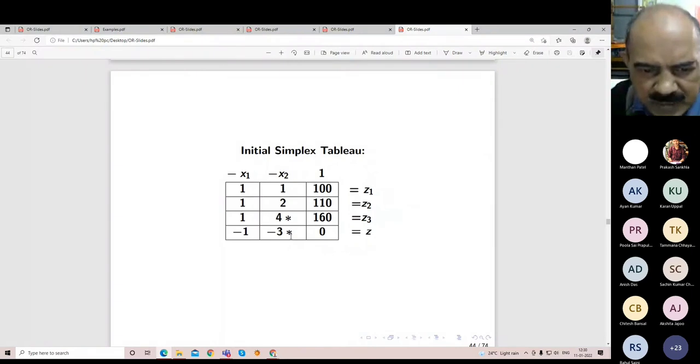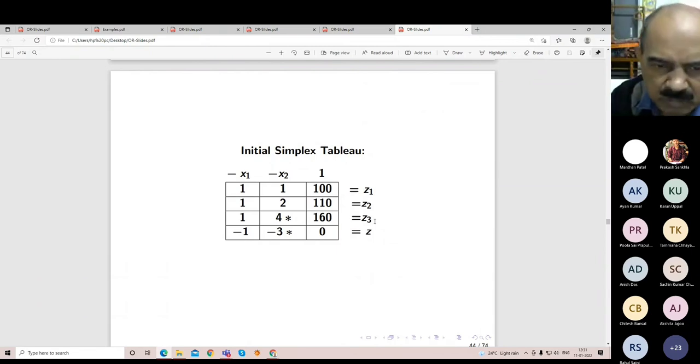The first star we selected because it was put with respect to the most negative element, so -3 is selected. After selecting -3, we take the positive ratio. From the positive ratio, 40 is minimum, and this 40 we find with respect to 4. So this is with respect to -3 in the second column, and this 4 is with respect to the third row.